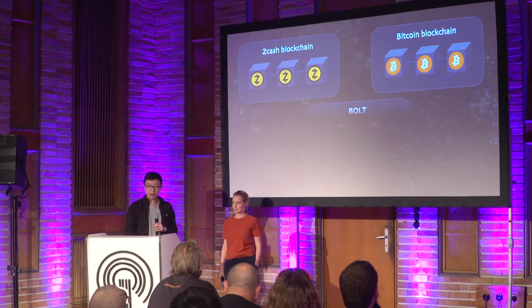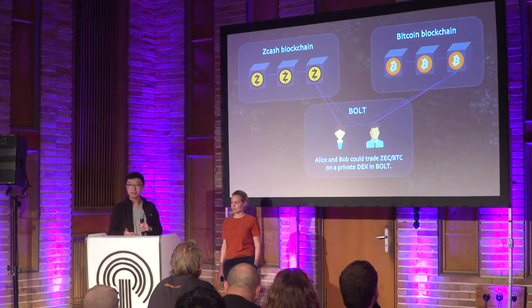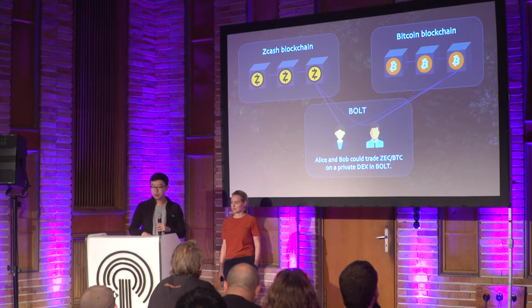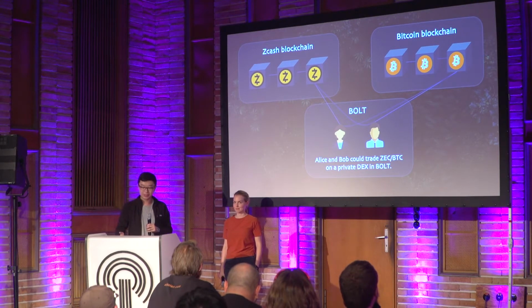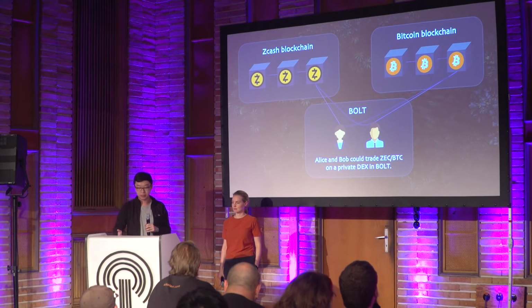And so, one possibility is that Alice and Bob could actually trade a Zcash BTC trading pair on a private DEX in Bolt. However, because this is generalized, you could use this to execute arbitrary computations, and it would be arbitrary computations about logic for Zcash and Bitcoin, and this is not restricted to just trading.